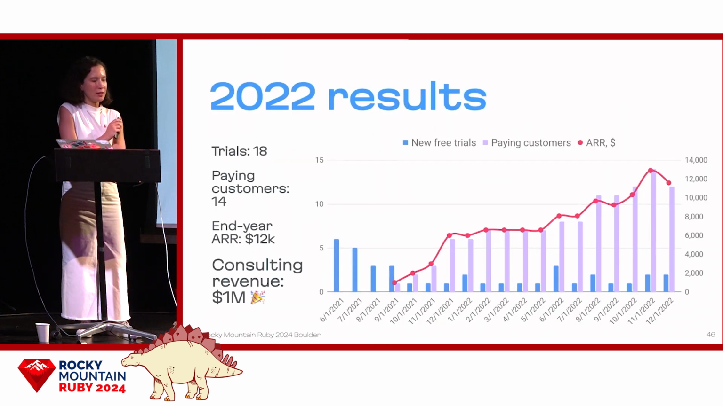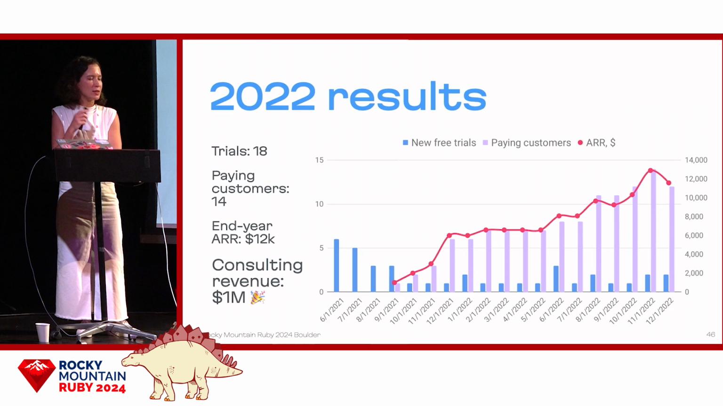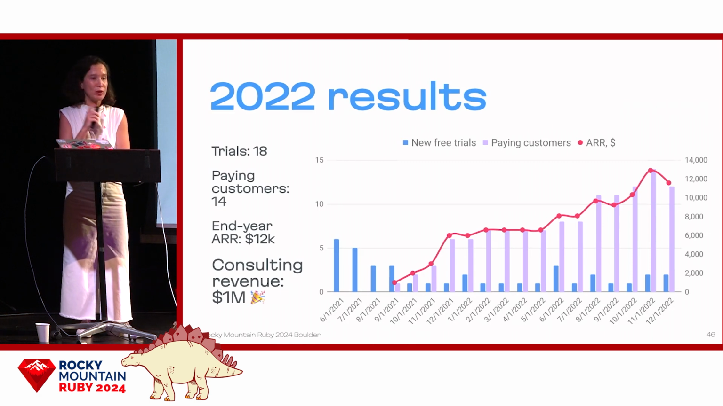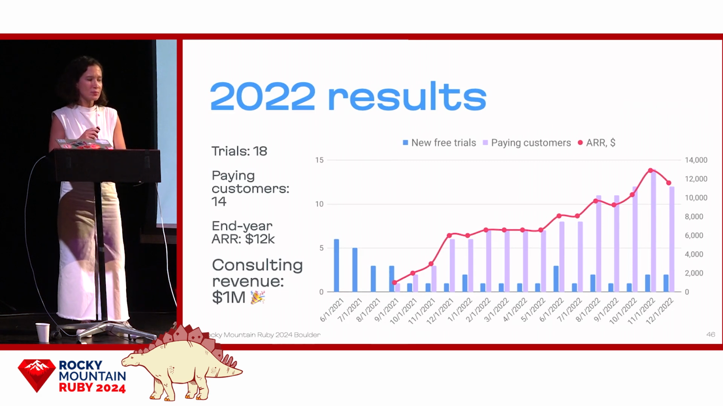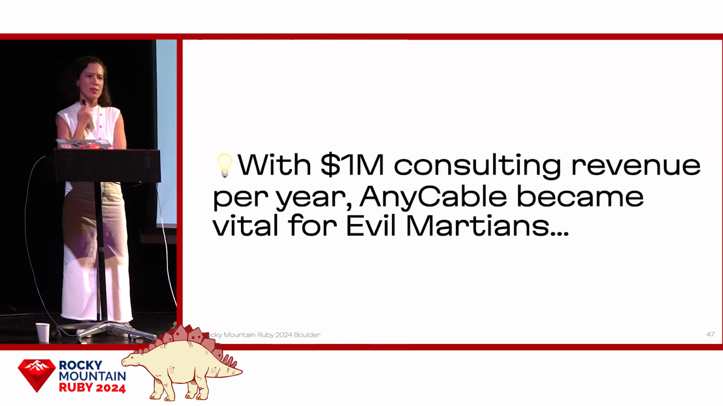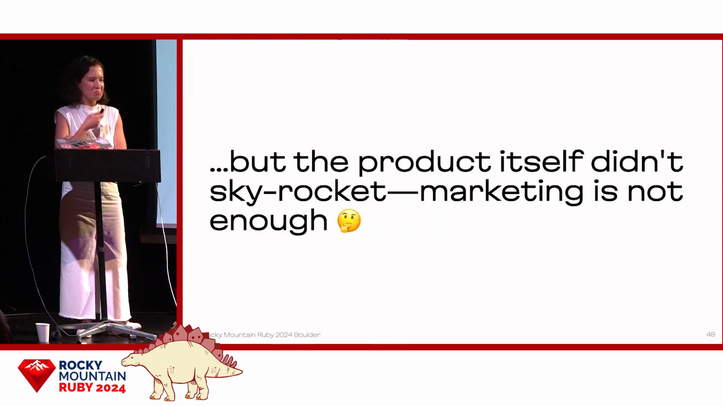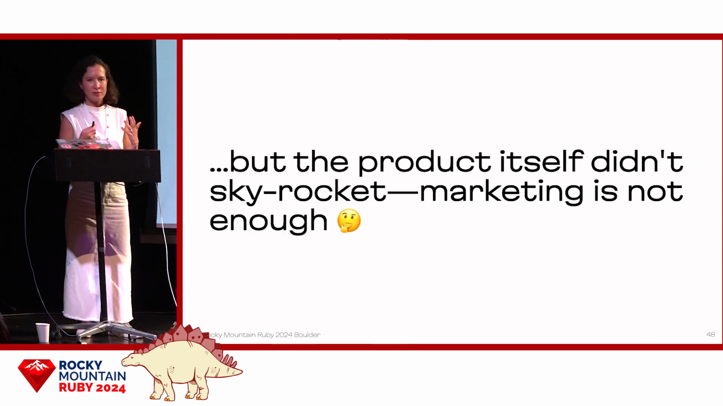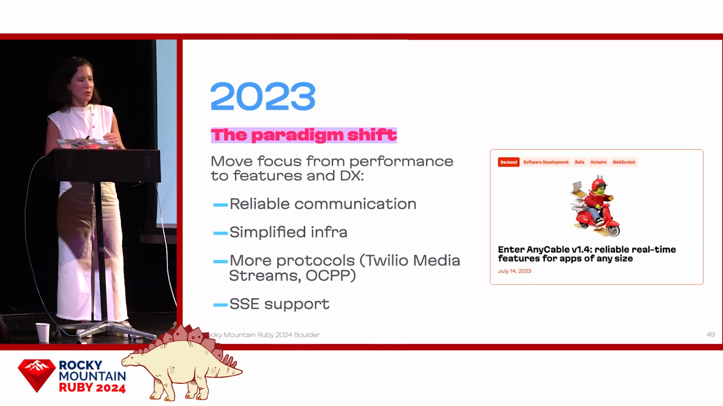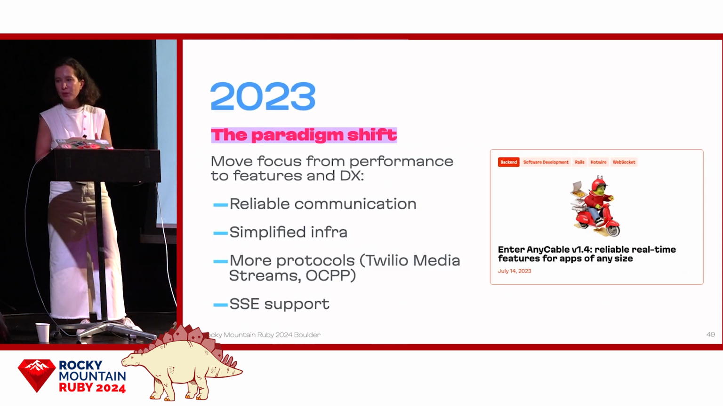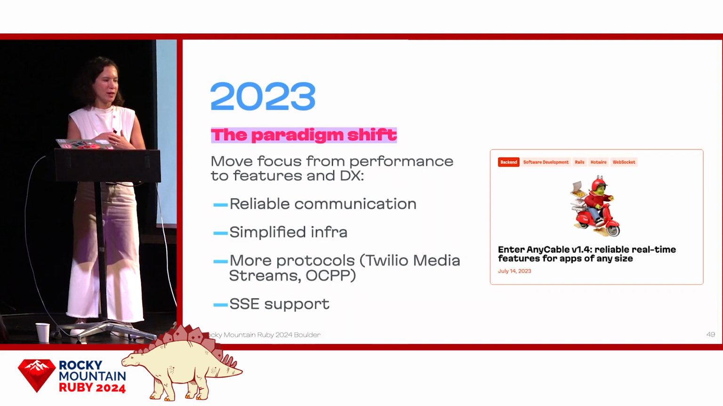So this is how the year ended. We doubled the customers, and we reached $1 million consulting revenue. So we started thinking, okay, as a consultant revenue, AnyCable kind of makes sense. But as a product, it's still not there. So we decided marketing is not enough, and we're gonna be building more features for AnyCable.